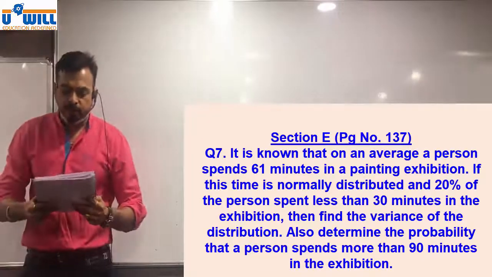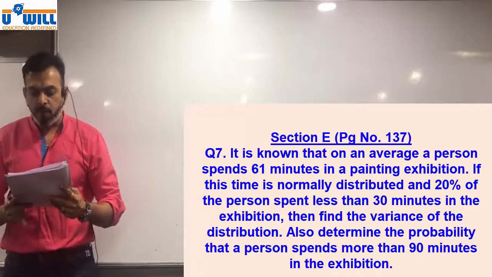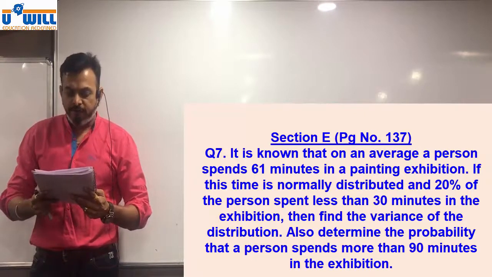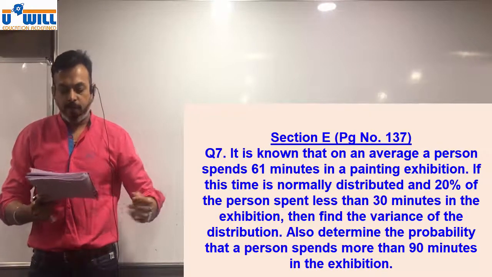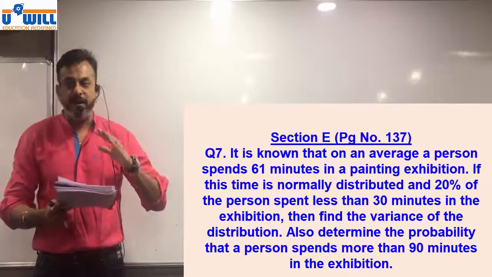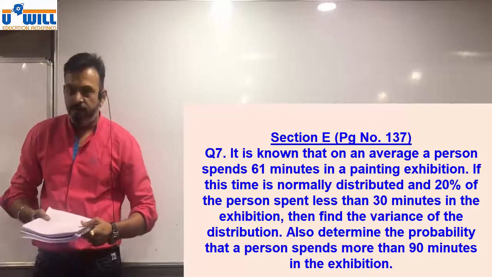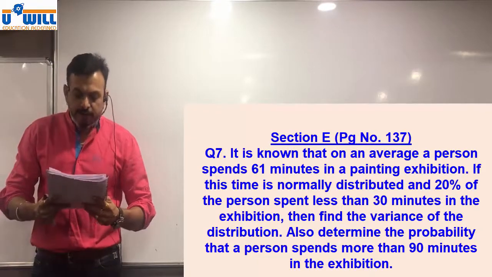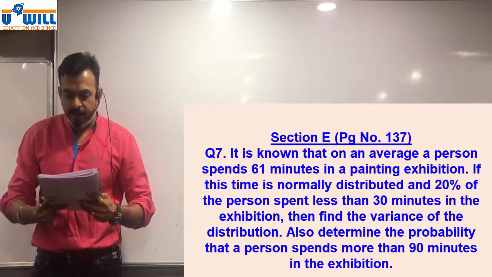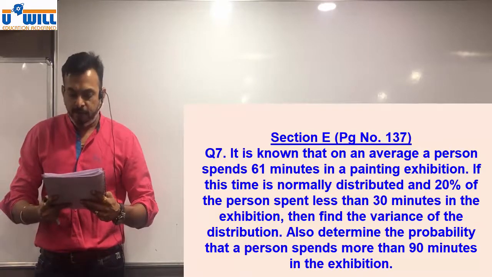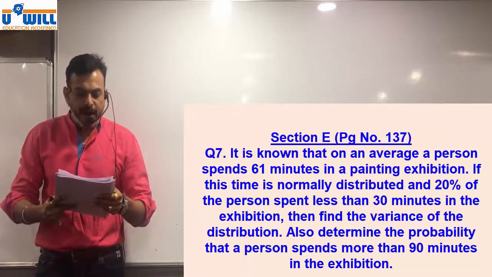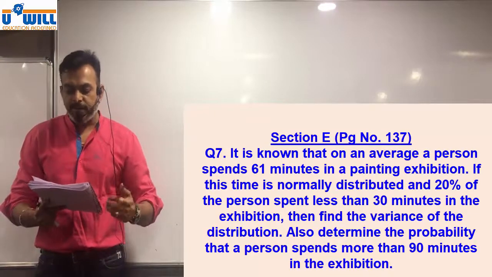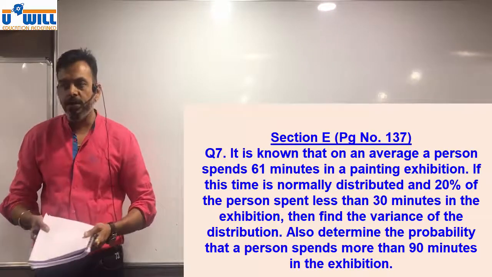Question 7. It is known that on an average a person spends 61 minutes in a painting exhibition. If this time is normally distributed and 20% of persons — now whenever a percentage comes in the question, what is this percentage? It's the area, so it's basically the probability. Okay, 20% of the persons spent less than 30 minutes in the exhibition, then find the variance of the distribution. Also determine the probability that a person spends more than 90 minutes in the exhibition.